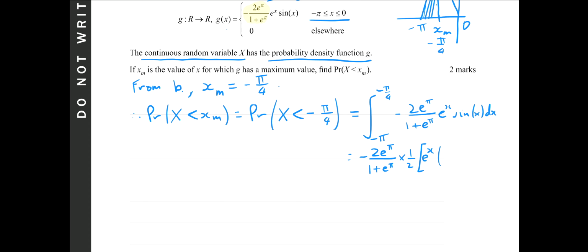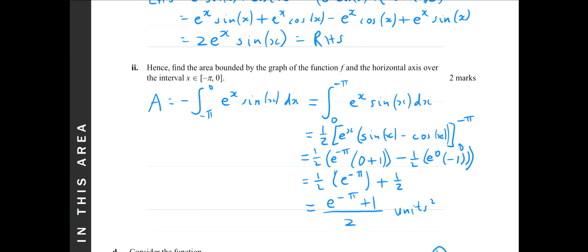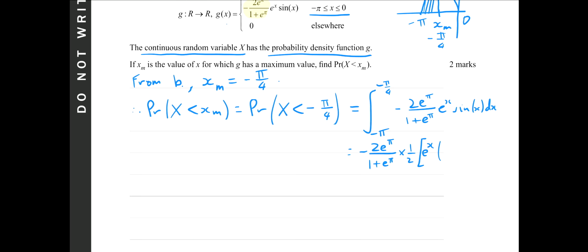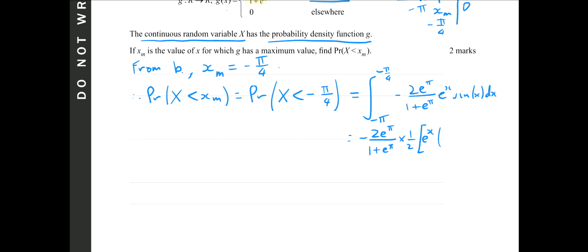I think it was sine plus, no, it's sine minus cos. Yeah, so sine minus cos. So sine x minus cos of x. And then we're going to have negative π on 4 on the top, and then negative π on the bottom.